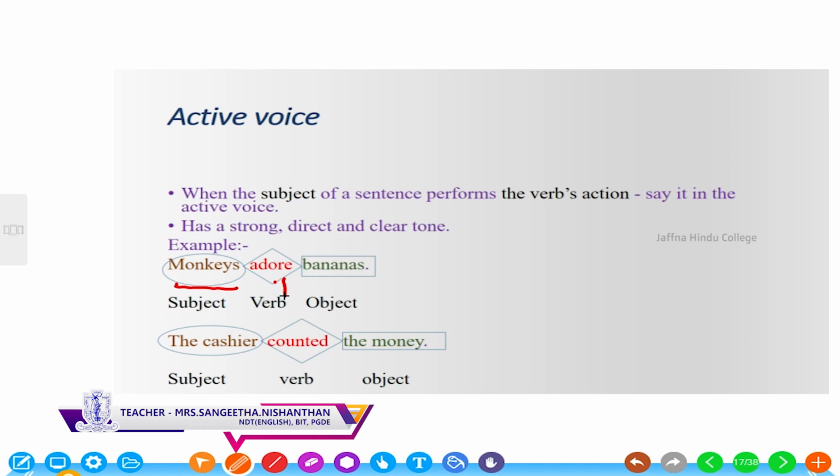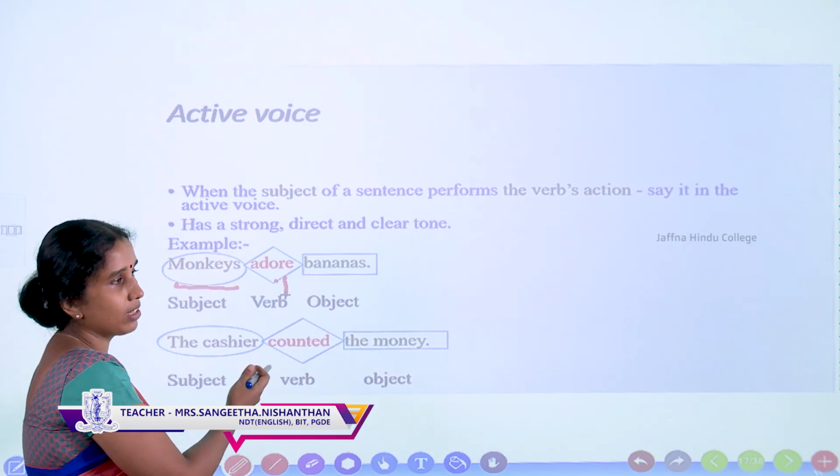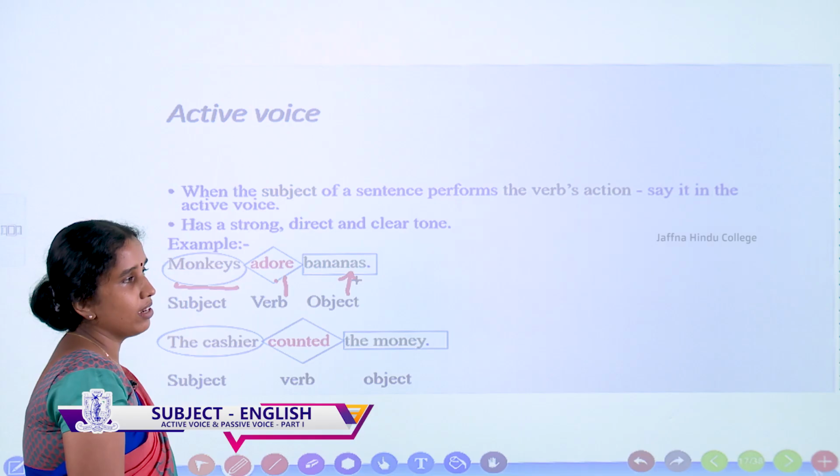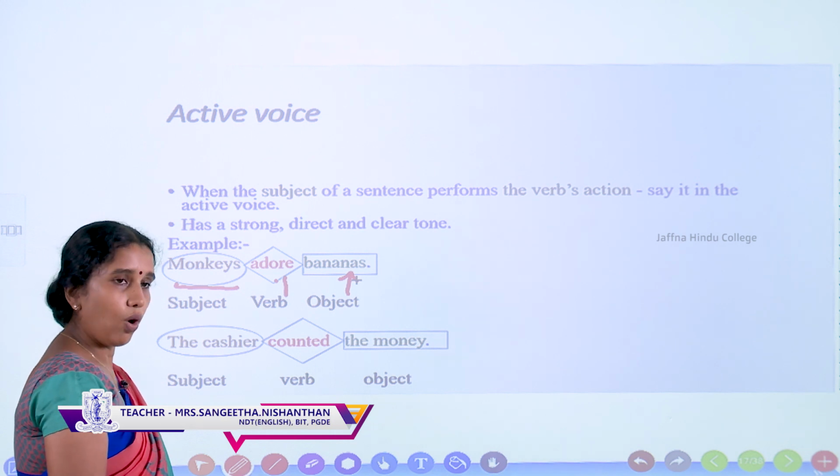When questioning what or to whom with the verb, it gives the answer, the object. What do monkeys adore? What do they adore? The bananas. This is the object. So, mostly the sentences contain objects.